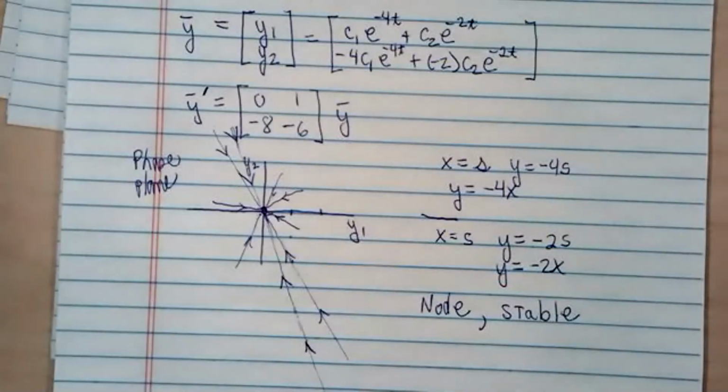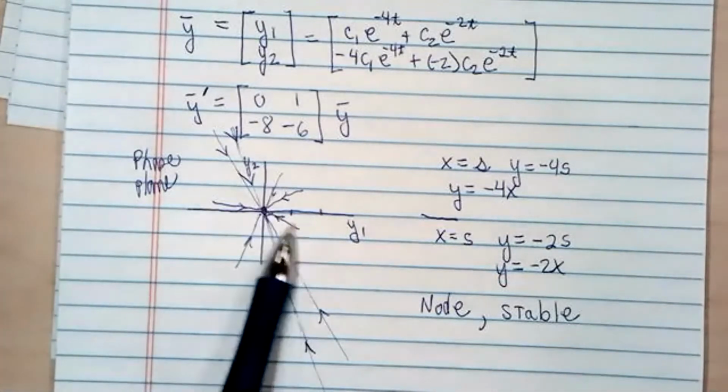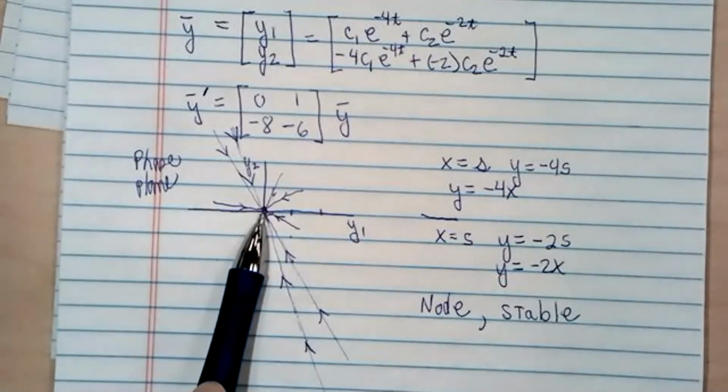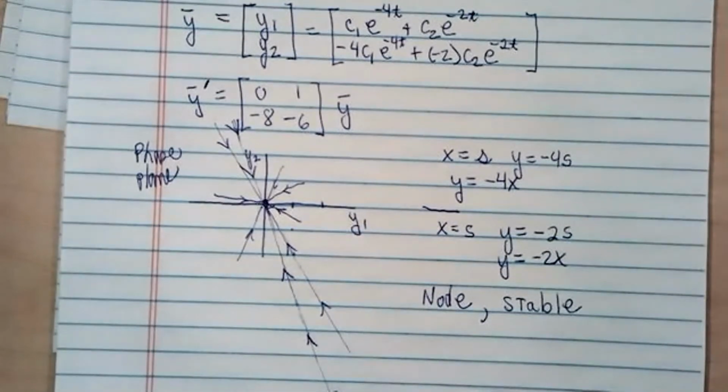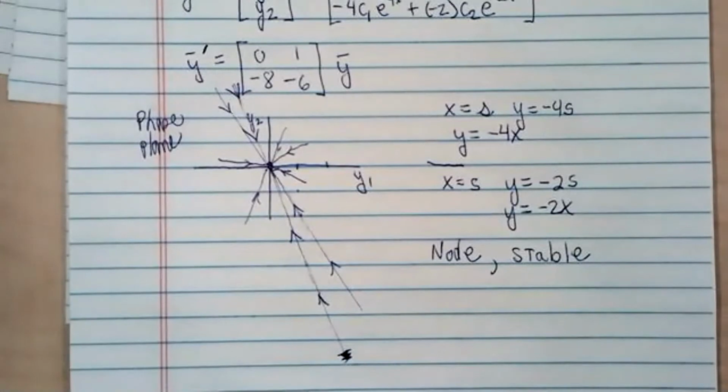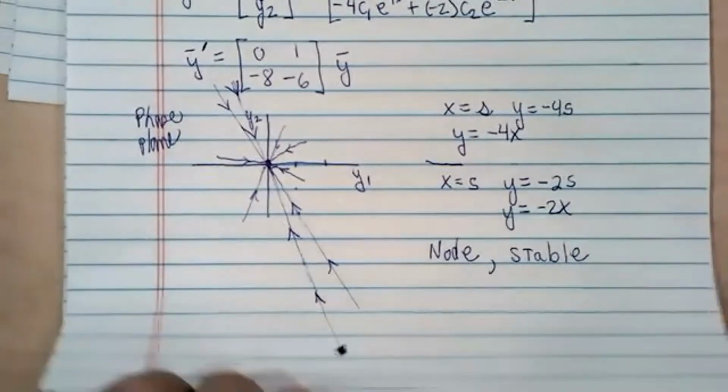And by stable, what we mean is no matter where you start, you get drawn into that fixed position. So it's a stable node, and that concludes this example. All right, next one. Now, after a while, I'm going to do enough of these that the pattern will become clear and you'll be able to anticipate what I'm going to do.